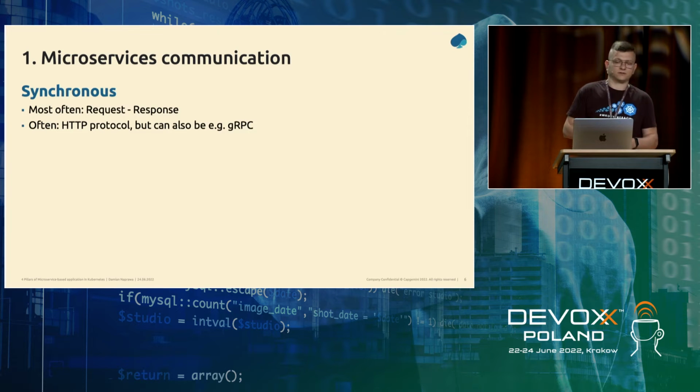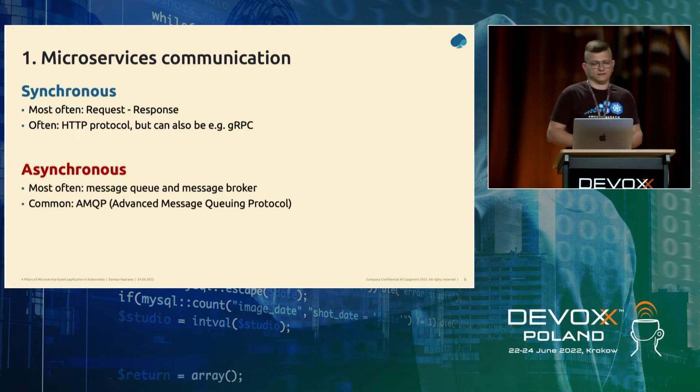So what kinds of communication can we have? The simplest and the most popular is synchronous communication. Most often it is a request and response. It could be HTTP, but nowadays gRPC also comes into play. And of course, asynchronous, where you probably know tools like RabbitMQ and other message queues. Those kinds of communication we will use in our demo today.